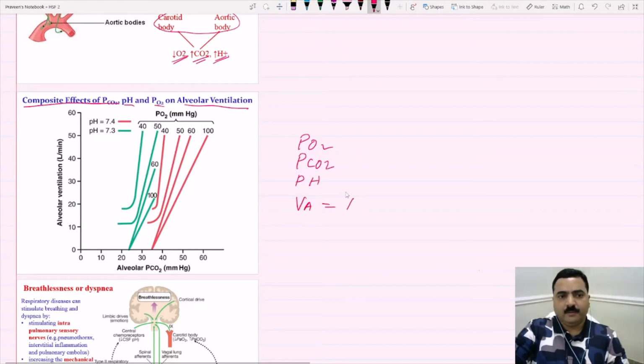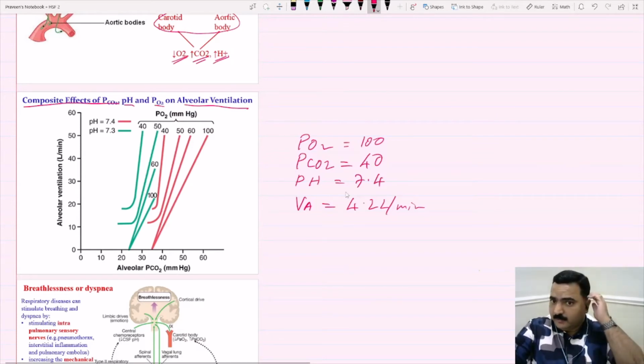The normal value of alveolar ventilation is 4.2 liters per minute. The normal pH is 7.4, the normal PCO2 is 40, and the normal PO2 is around 100. So if you take these normal values in the arterial blood, what are the regulating factors for alveolar ventilation? These are the various regulating factors. So what happens when the oxygen changes? Let me put in all these normal values.